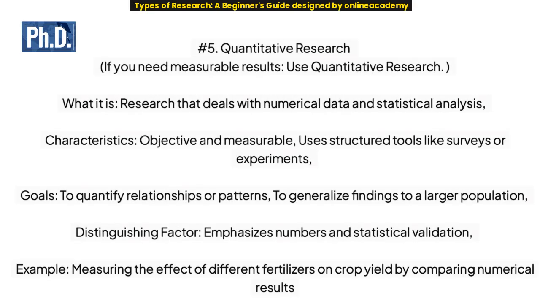Number 5. Quantitative research. If you need measurable results, use quantitative research. What is it? Research that deals with numerical data and statistical analysis. Characteristics. Objective and measurable. Uses structured tools like surveys or experiments. Goals. To quantify relationships or patterns. To generalize findings to a larger population. Distinguishing factor. Emphasizes numbers and statistical validation. Example, measuring the effect of different fertilizer on crop yield by comparing numerical results.